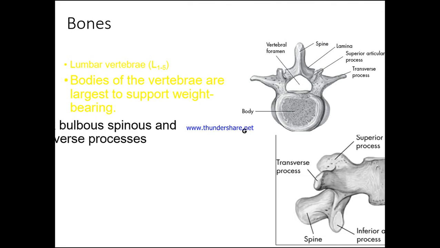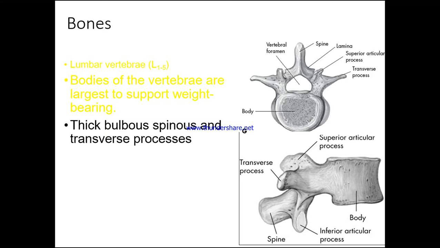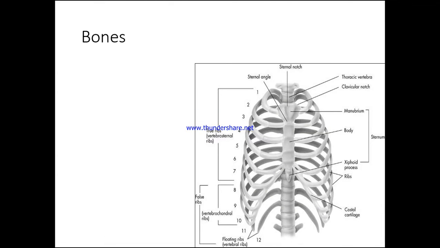As we move on to the lumbar vertebrae, L1 to L5, the vertebral bodies are the largest, to support weight bearing. As I've been going through these lectures over the last few weeks, I've really been talking about weight distribution and weight bearing, and these lower lumbar bodies are bulky, looking rather blown up compared to the others. They have thick, bulbous spinous and transverse processes, and it's no wonder, because they take all of that weight distribution from the upper trunk.